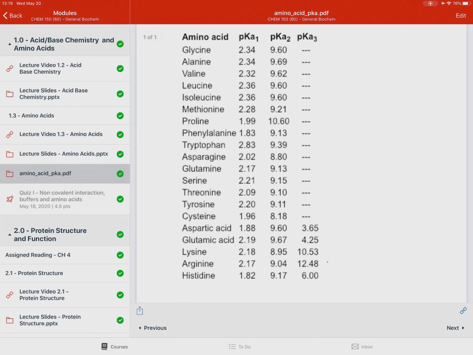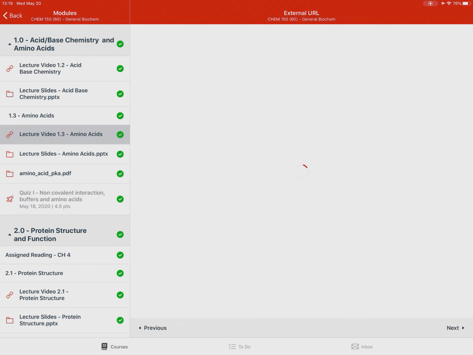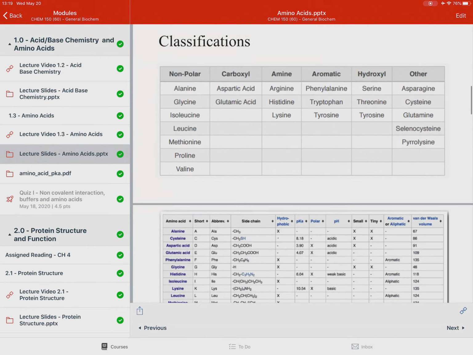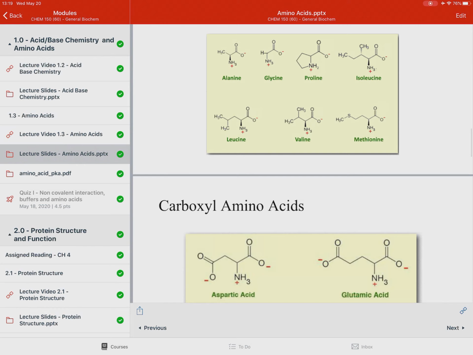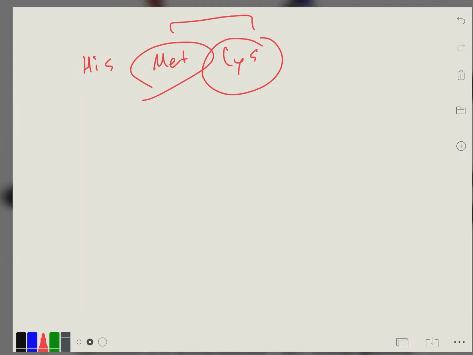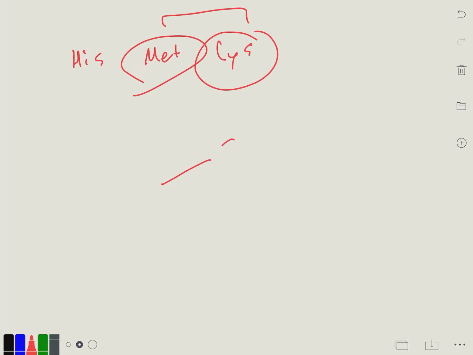Just to show you what I'm talking about. Slides. So where's methionine? So you can see methionine there. Now methionine in that form already has two bonds. So let me jump back and kind of explain. So methionine like this is not the same as methionine like this.